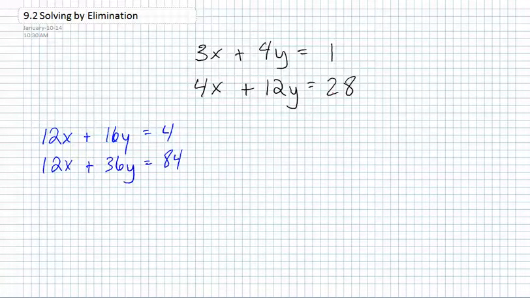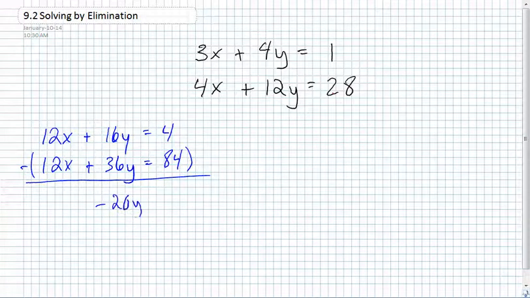And so now my x's are the same, so then I can simply subtract these two equations from each other. 12x minus 12x is 0. 16y minus 36y is negative 20y. And 4 minus 84 is negative 80. Divide both sides by negative 20, and this equals positive 4.